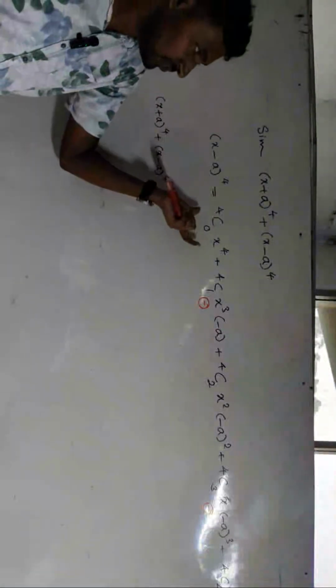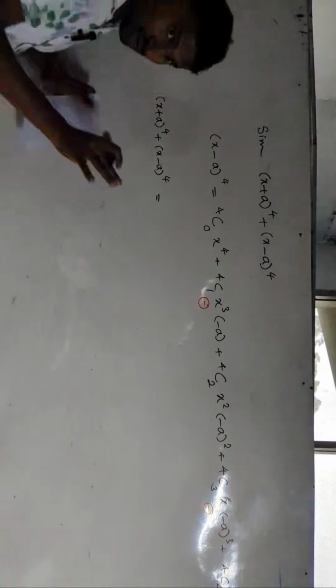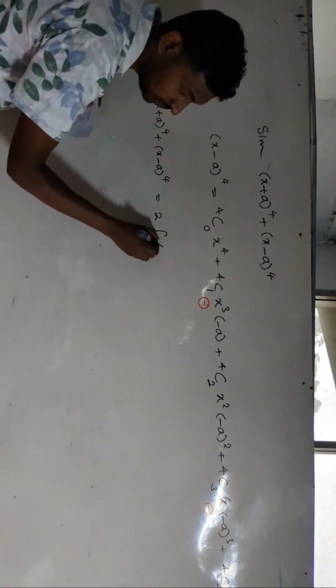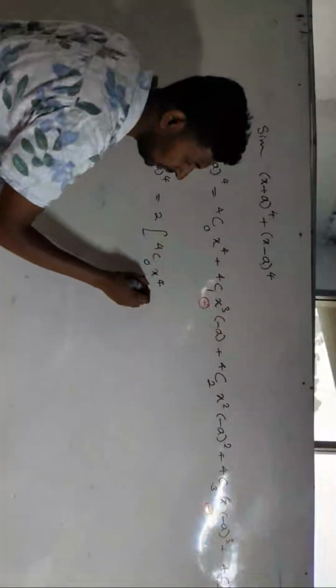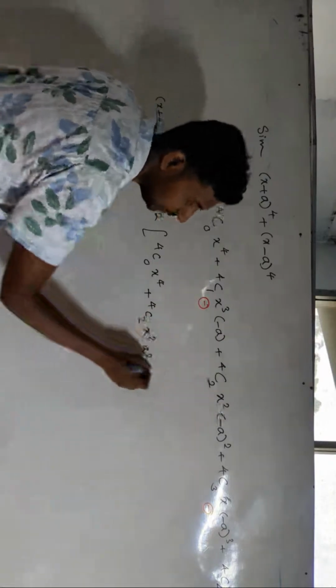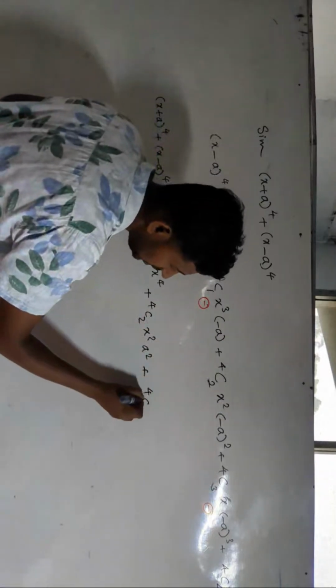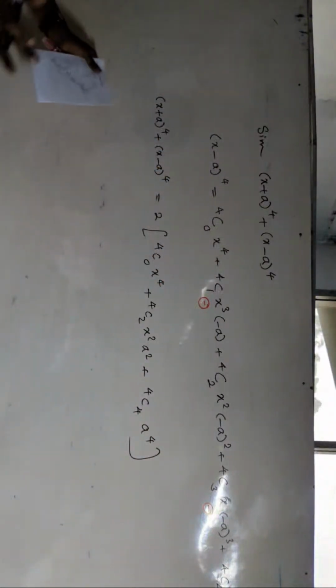Now what about these positive terms? They will be double. So that means the answer is 2 into 4c0 x to the power 4. This term will cancel out with a. So 4c2 x squared and again a squared. Final one with a 4c4 a to the power 4. Just like that. Okay, fine. Now we can write down the answer today.